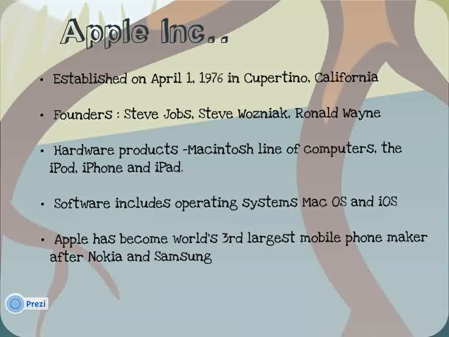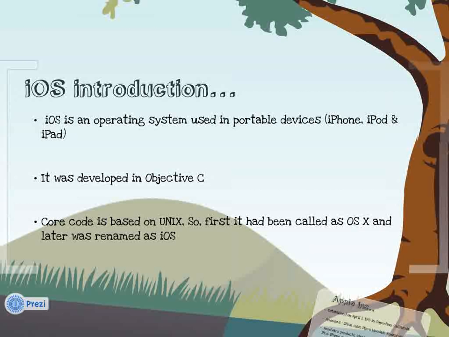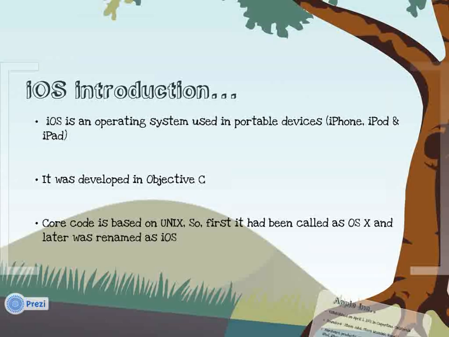Let's move on to the iOS introduction. As I said earlier, iOS is a mobile operating system used in iDevices. It was developed in Objective-C. The kernel code of iOS was taken from Unix. At first, Apple literature didn't specify any separate name for this operating system.